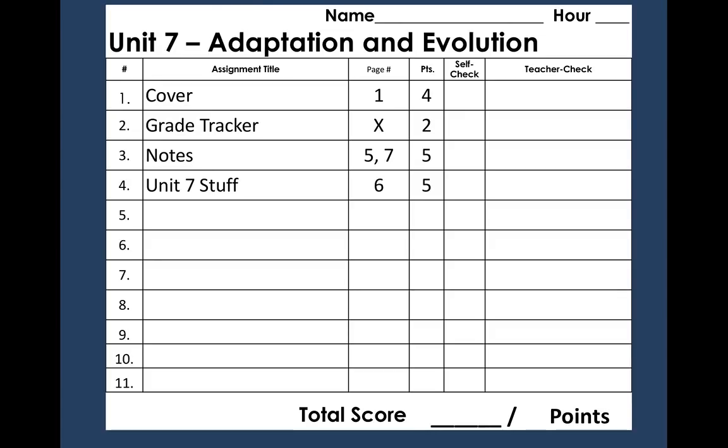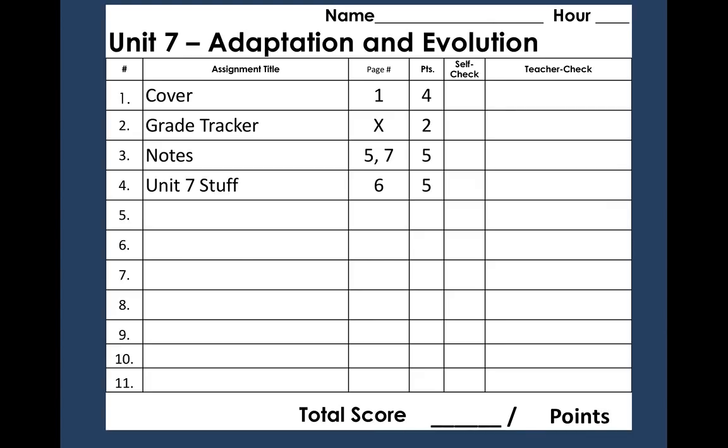All right, go to your score sheet, please, and add assignment number 4, which was going to be that page that we're calling Unit 7 stuff. So it's page 6, and it's going to be worth 5 points. After you've written on your score sheet, go ahead and turn to page 6.